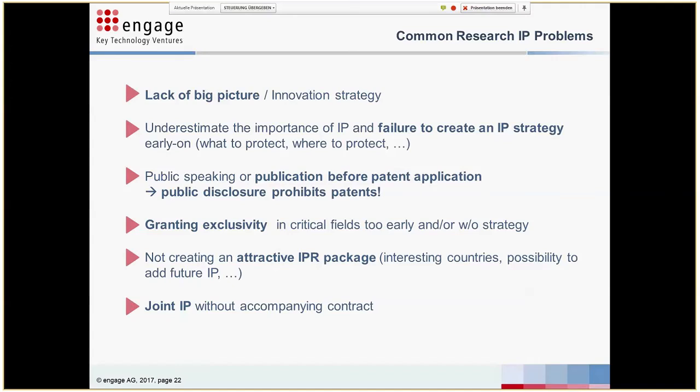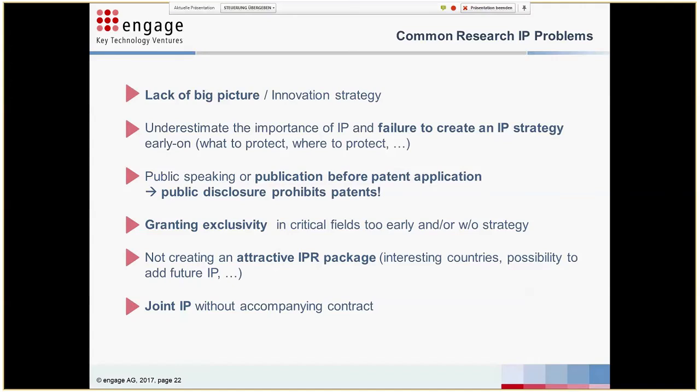Of course, you need to create an attractive IPR package. This might involve nationalizing patents in other countries, things like this.